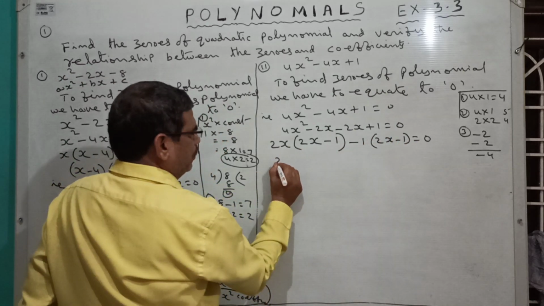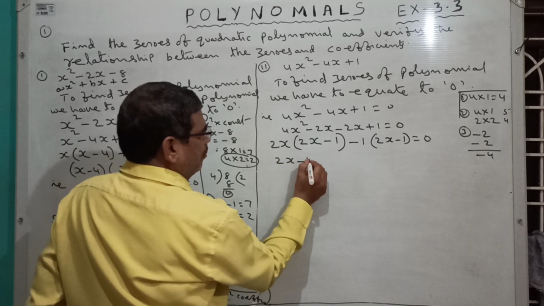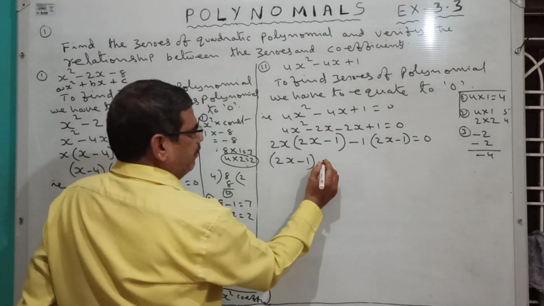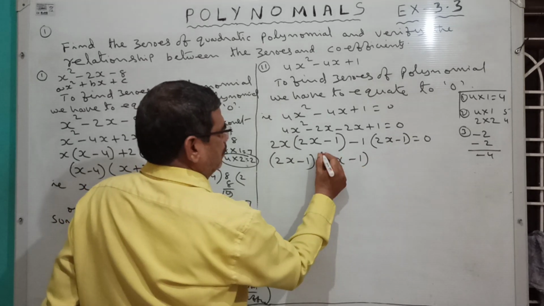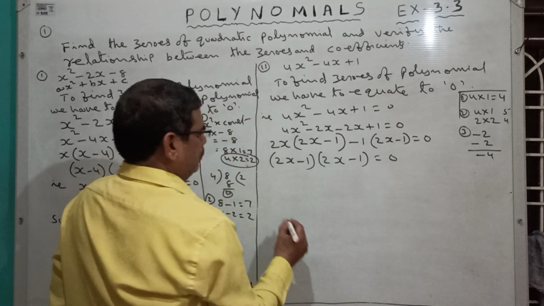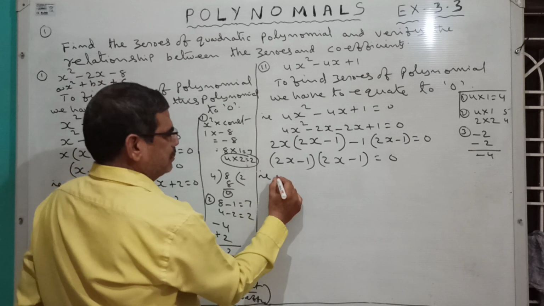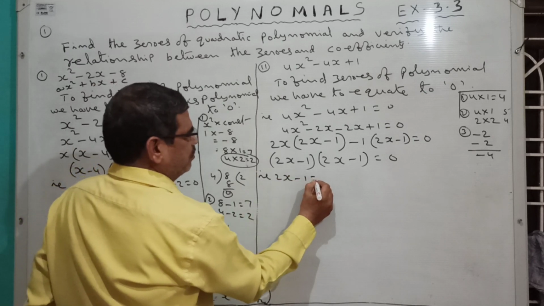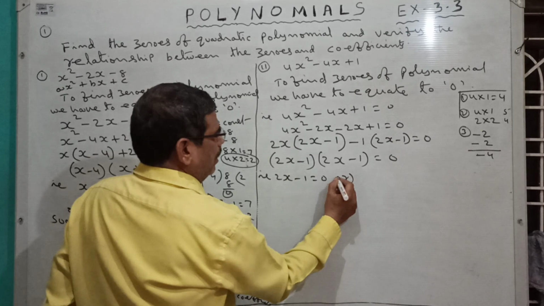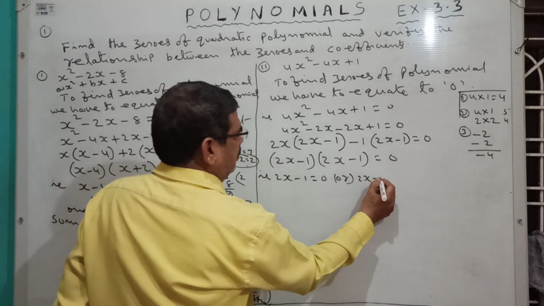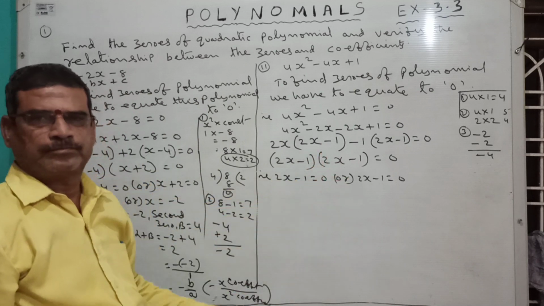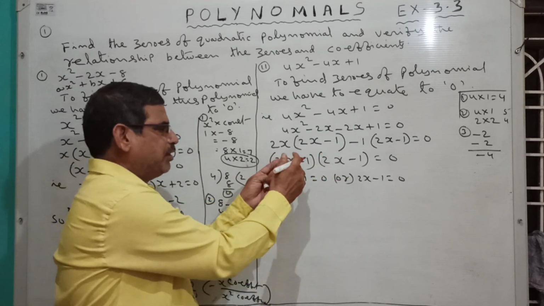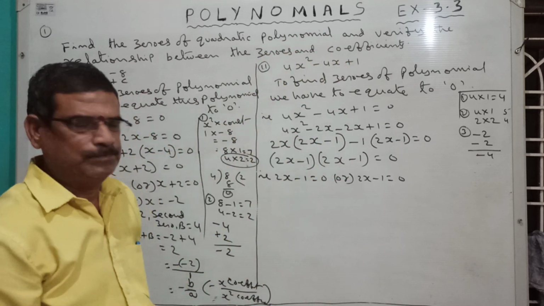So in the next step, here 2x minus 1 is there. So I am taking 2x minus 1 outside. What is the value inside? 2x minus 1 is equal to 0, or 2x minus 1 is equal to 0. Both are the same. So I can write 2x minus 1 whole square also.